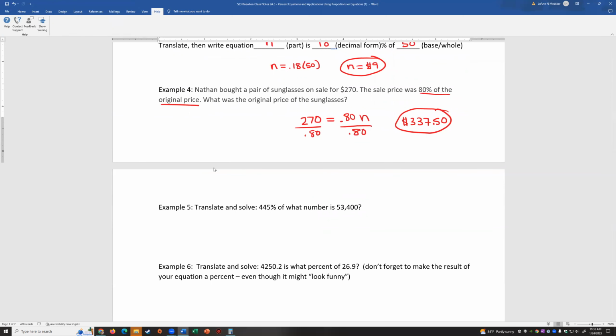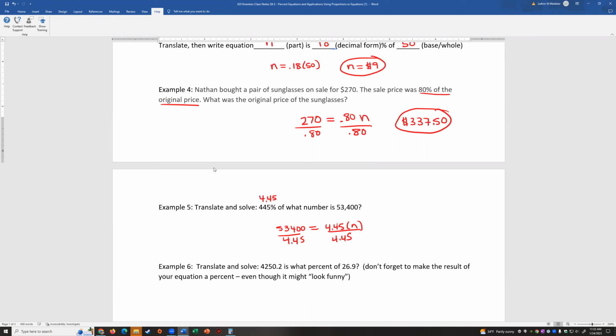445% of what number is 53,400? So our part is 53,400. 4.45 would be the percent as a decimal here, because we have to move it 2 places to the left. So 4.45 times what number? Because we don't know the whole. So divide both sides by 4.45.